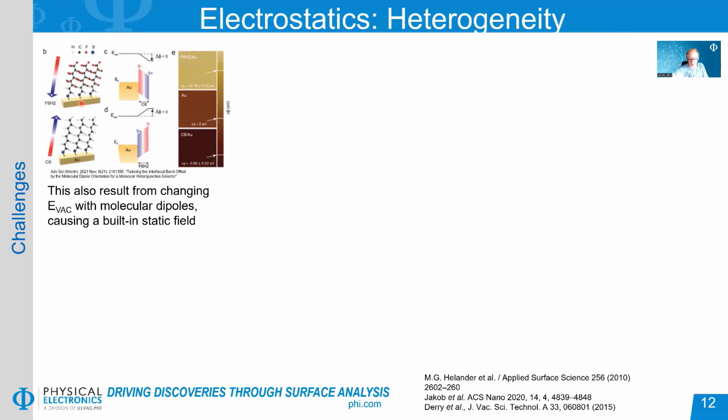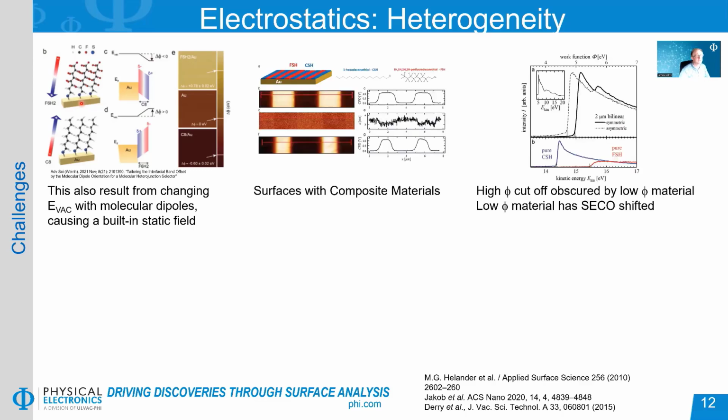So you can have molecules oriented so that the dipole of the molecule adds to the net dipole of the surface, or they can be oriented in the opposite direction, point away, and this is going to give you a different work function because you're changing the electric field present at the vacuum level. You can have surfaces with composite materials.